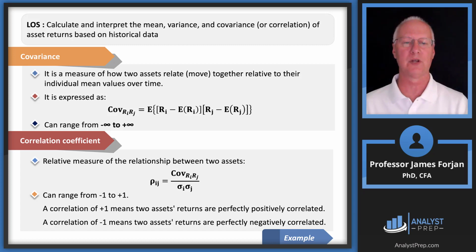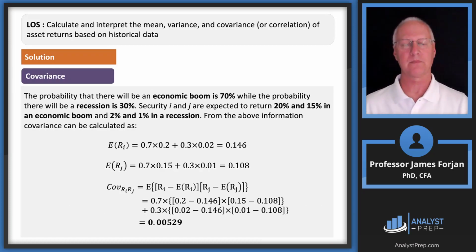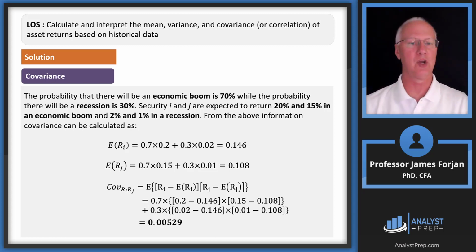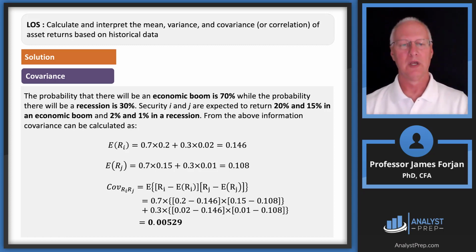So the correlation coefficient is a standardized covariance. They can be positive, they can be negative. When they approach +1 or -1, they have a strong relationship. All right, so let's try to figure this out mathematically. Notice that there's the calculate part of the LOS. I just gave you the interpret part of that LOS. So let's do probabilities like the reading does.